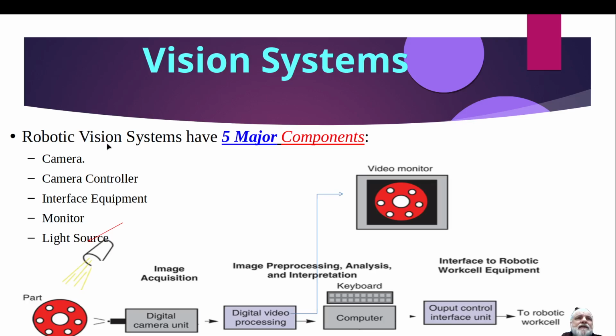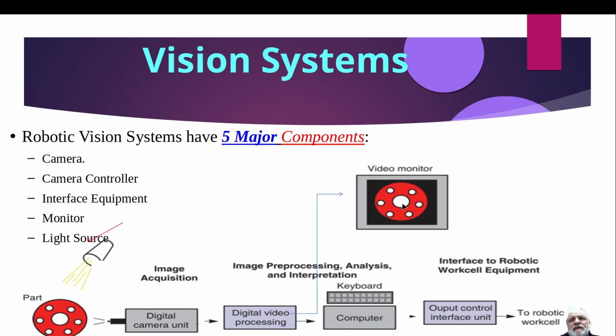So if you look at a robotic vision system, which is pretty much true for any vision system, obviously you need a camera, you need a camera controller, you need the interface equipment like the cables that are going to connect it and power it, that kind of stuff. You need a monitor and a light source. Okay, lighting is very important when you're talking about being able to identify something, right? If it's in pitch black, the vision system's probably going to have trouble seeing it unless it's like an infrared camera.